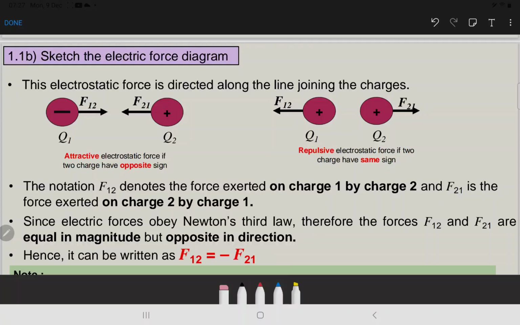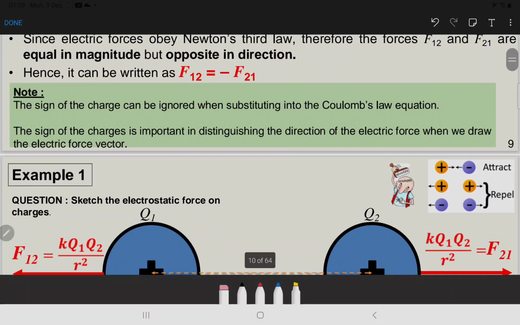So basically, when we have two charges, we look over here. When you have opposite charges, that means negative interacting with positive, it will attract. And if you have the same charges, positive and positive or negative and negative, it will repel. It attracts and repels.